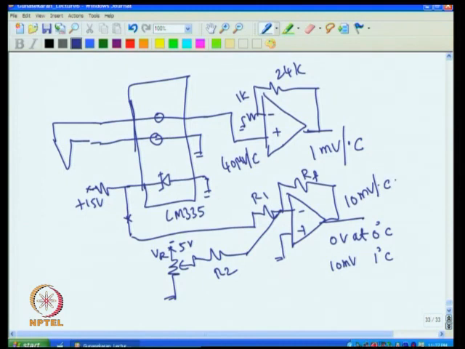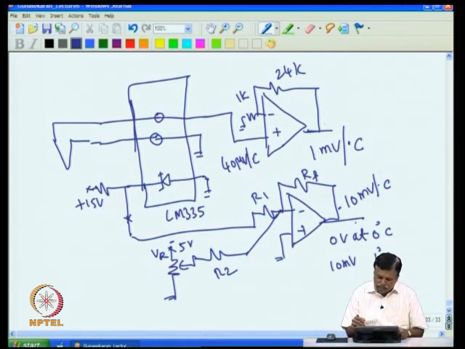Now if the temperature goes up, the plus voltage is going up. If the plus voltage goes up, this will go minus, because the more the temperature, the more the voltage. Of course, it will keep going in the minus side. For example, at 100 degree C, I will get minus 1 volt. At 0 degree C, I will get 0 volt. At 25 degree C, I will get minus 250 millivolt. That is good, because we of course want to add this and this.